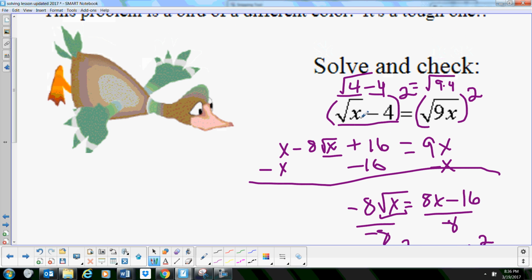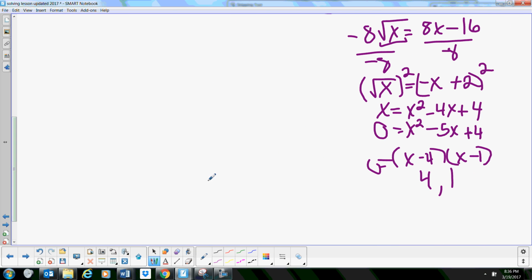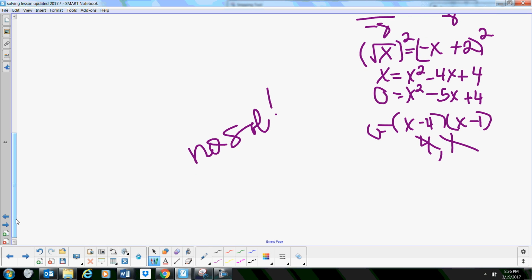Let's try 1. Okay, the square root of 1 is 1. And 1 minus 4 is negative 3. Is that the square root of 9 times 1, or square root of 9? No. So guess what? All that work, and this one has no solutions. Ooh, that's a lot of work for no solutions. It can't be either 4 or 1.